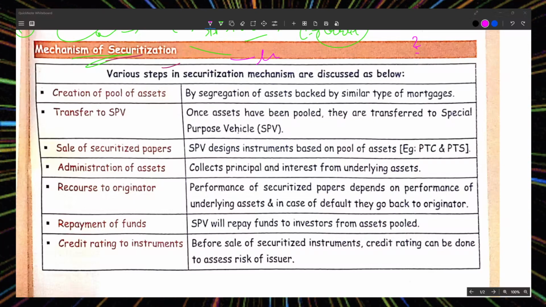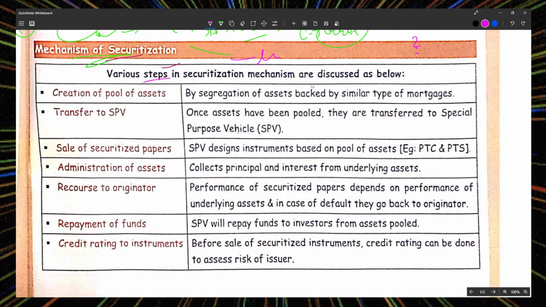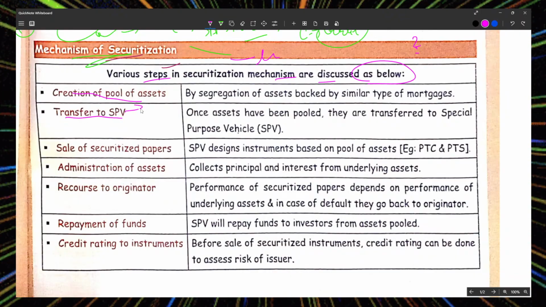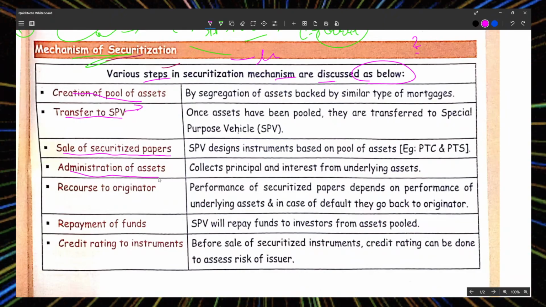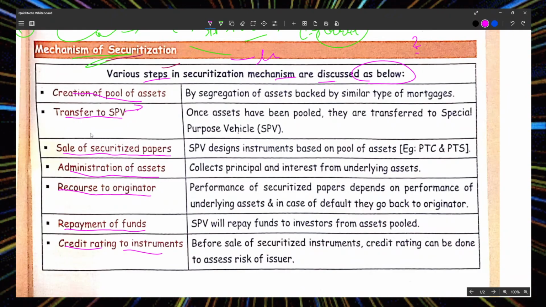The mechanism of securitization. What is the mechanism of securitization? Various steps involved in a securitization mechanism are discussed below. What are the various steps? Creating a pool of assets, transfer to special purpose vehicle, sale of securitized paper, administration of assets, recourse to originator, repayment of funds, credit rating to instruments.